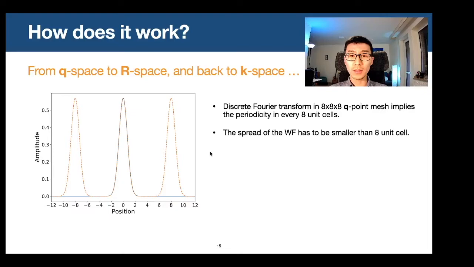So one criterion for the Wannier function that we have to satisfy is that the spread of the Wannier function has to be smaller than the size of the supercell imposed by the choice of the Q point, right?